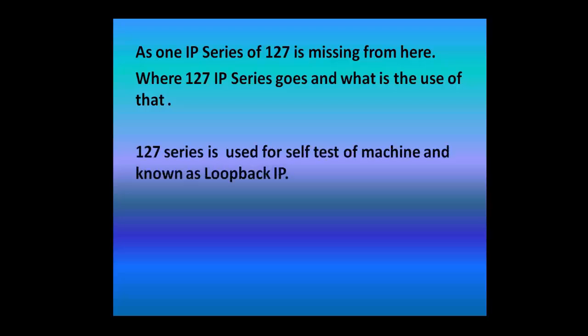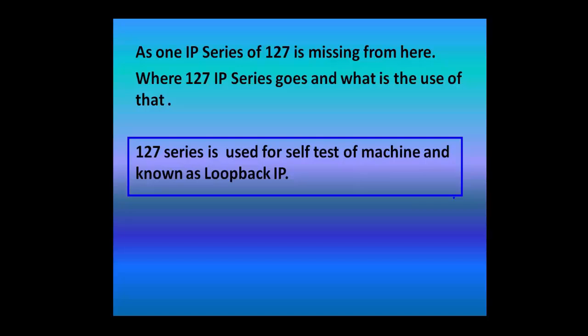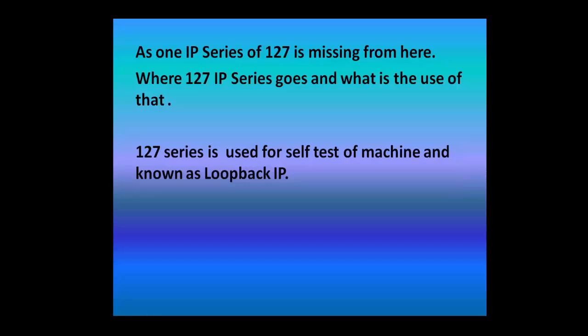127 is used for self-test of the machine and is also known as the loopback IP. What is the loopback IP? It is to check whether my NIC LAN card is able to communicate with the operating system, and whether the driver is installed properly or not. That is a different topic, and we will discuss it somewhere else. So 127 is known as the loopback IP series.